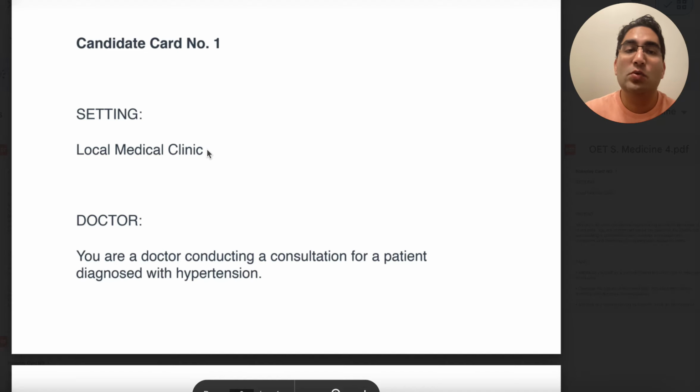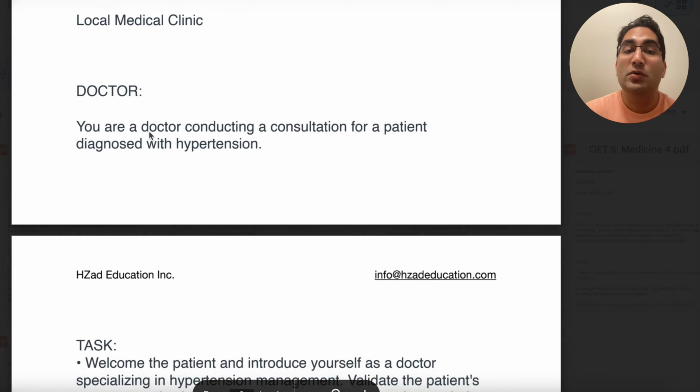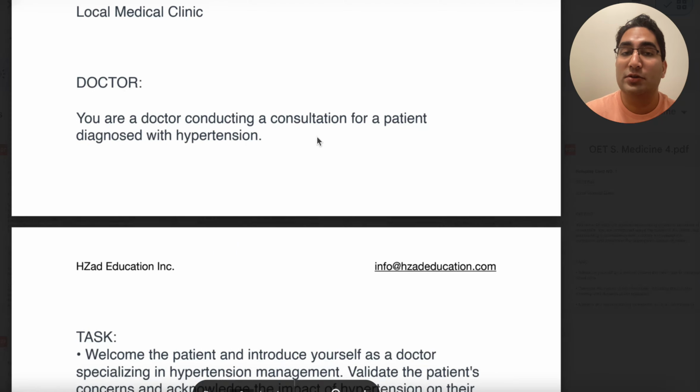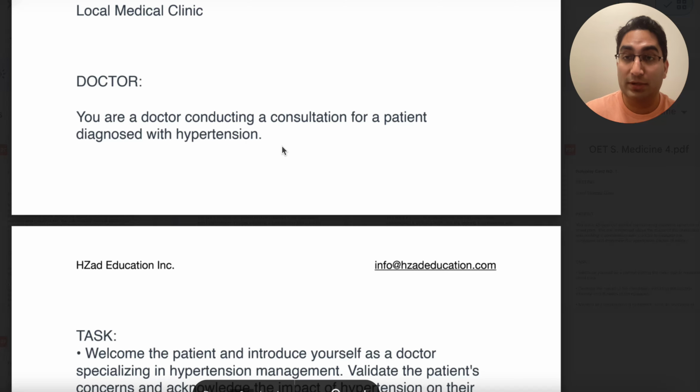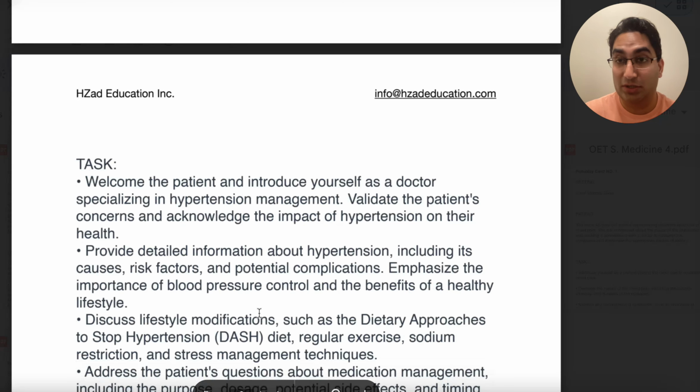So in this setting, you are in a local medical clinic, and by the way, the same rules that are used here apply to other OET fields such as physiotherapist, dentistry, etc. Here you are a doctor conducting a consultation for a patient diagnosed with hypertension. Remember, if you don't know much about hypertension, you don't have to worry, because general knowledge is not needed, technical knowledge is not needed. As long as you can express your ideas clearly, you're good to go.